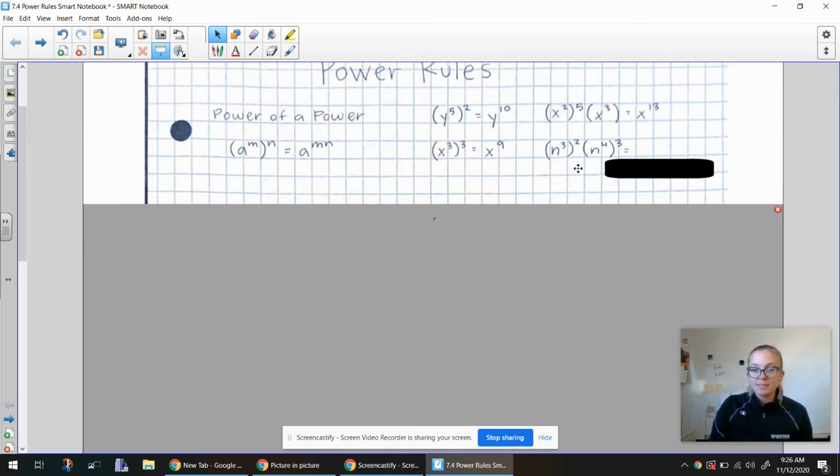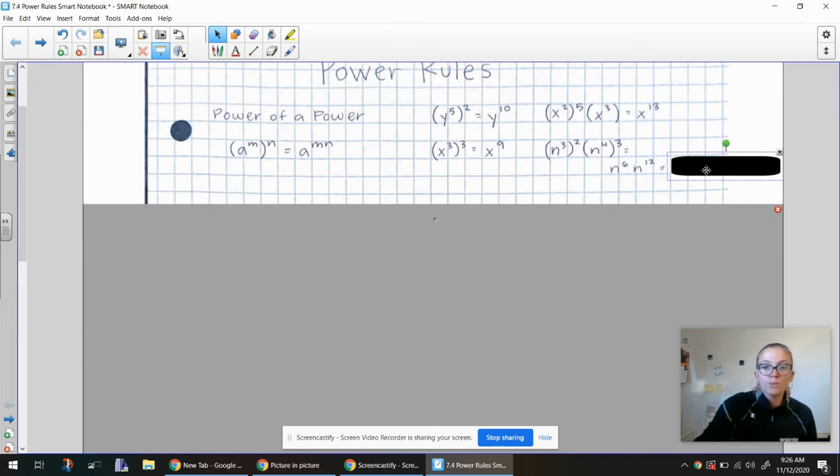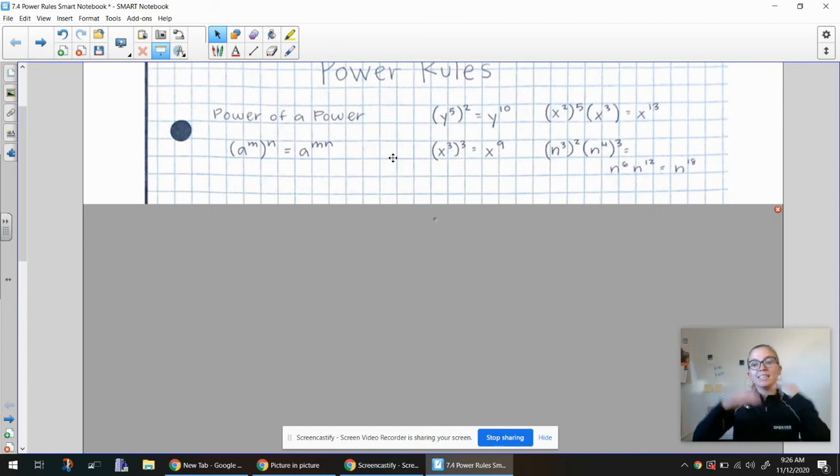The last one's a little bit similar. n to the 3 to the 2 is n to the 6th. n to the 4 to the 3 is n to the 12th. n to the 6th times n to the 12th is equal to n to the 18. So these rules all build on each other. Every rule we learn will continue to apply as we learn new rules.